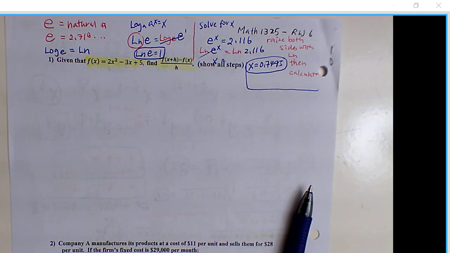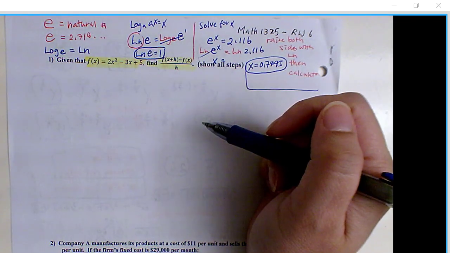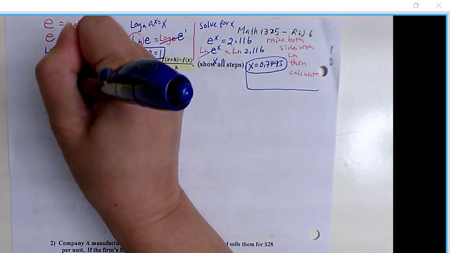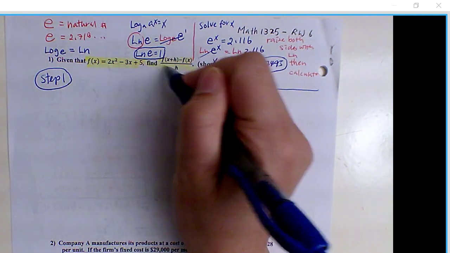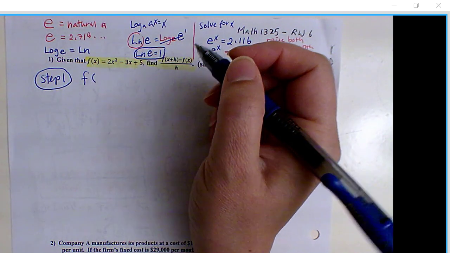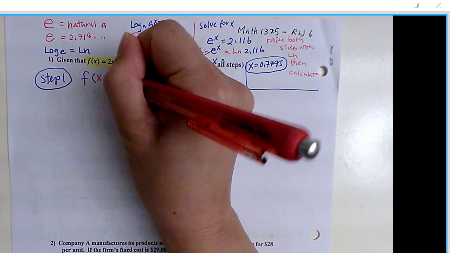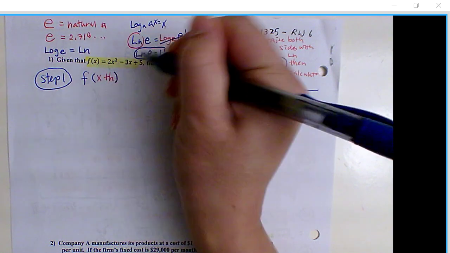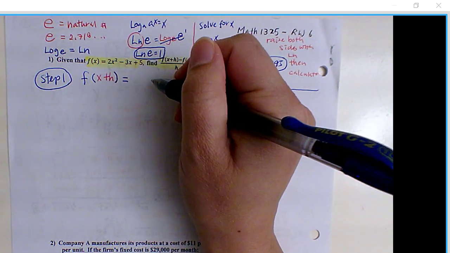Next, we are giving you a function, 2x squared minus 3x plus 5, and then we have to find the difference quotient. So we can break it down into a few steps. We can start with step 1, just doing the top left corner, which is f, the function, plug in x plus h. Which means using this function, whenever you see x, you plug in x plus h.